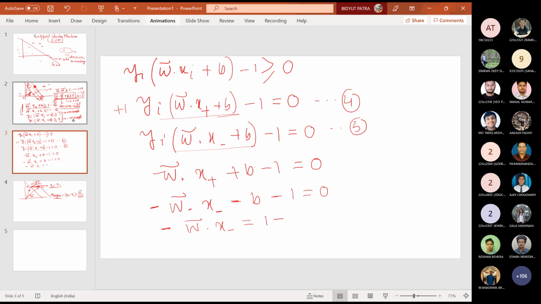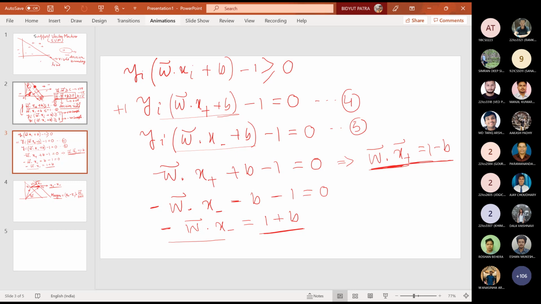1 plus B, and this will be W into X positive sample equal to 1 minus B. Okay, so this value we know, that is 1 minus B. So minus of W bar, this value we know, that is 1 plus B.